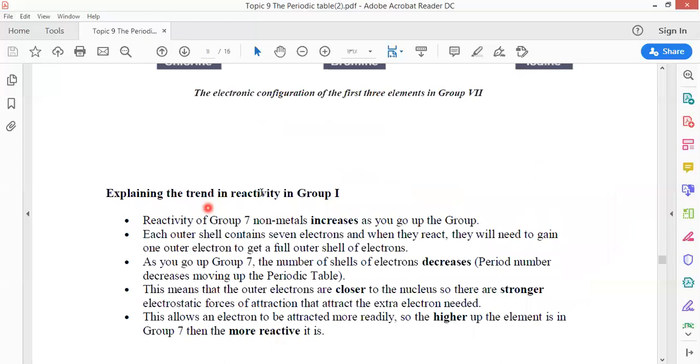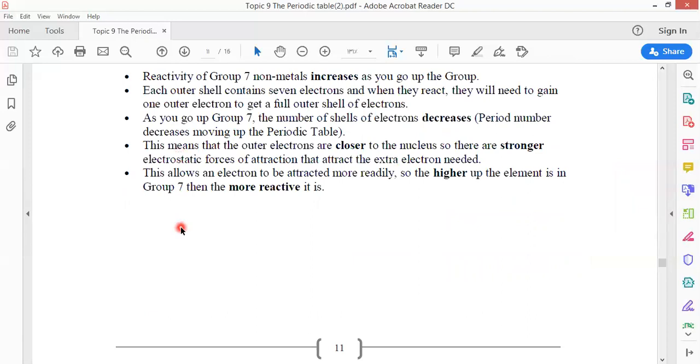Trend in reactivity in group number 1. If you remember when we talked about group number 1, we said as you're going down, what about reactivity? Reactivity increases. But in group number 7, reactivity increases as you go up. So it's the opposite of group number 1.